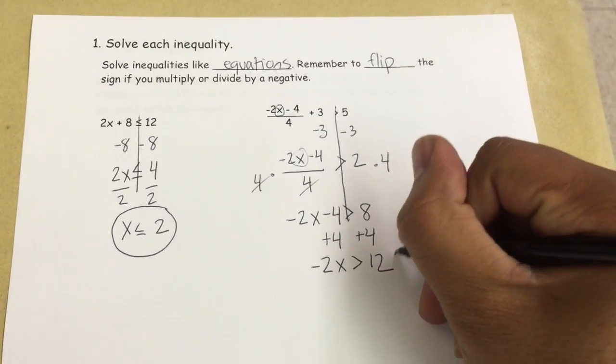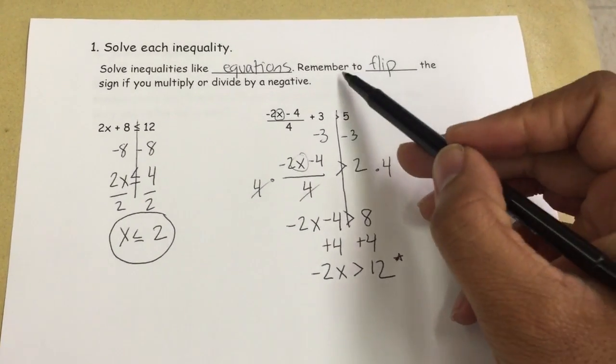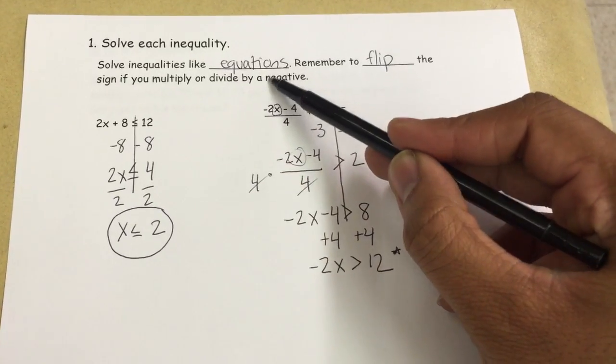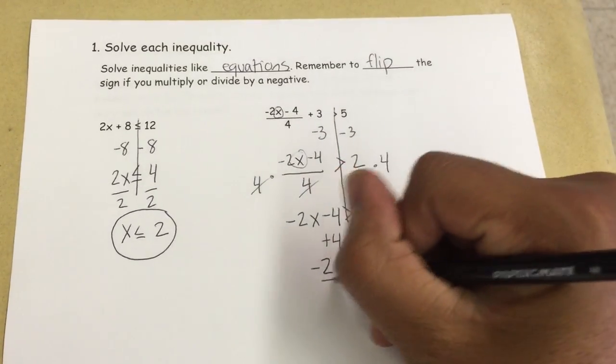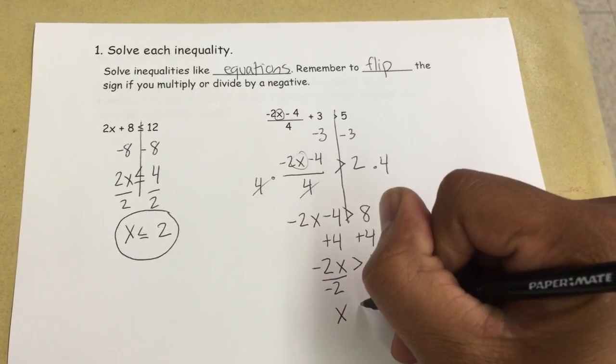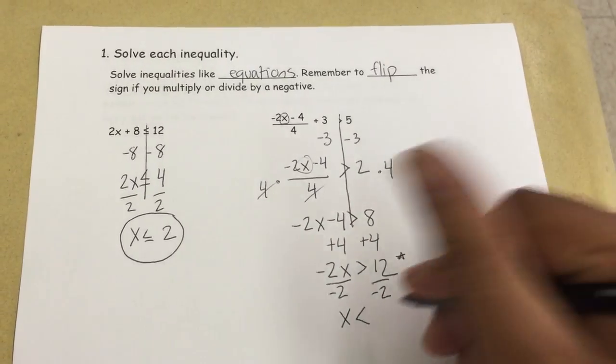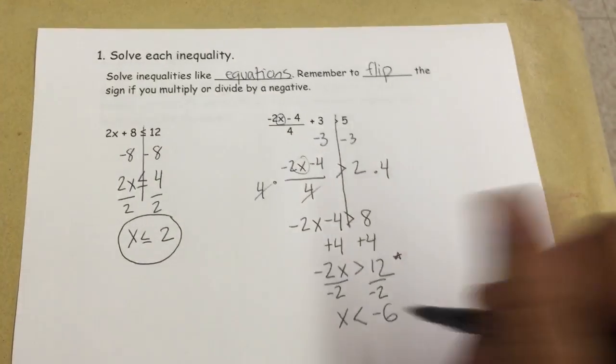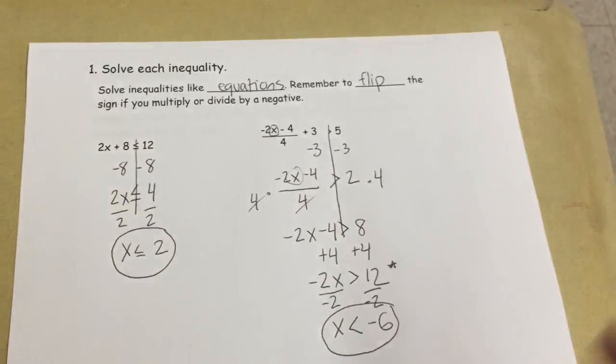Okay, now here's where you have to remember what we said earlier. If we multiply or divide by a negative, we have to flip the sign. So when I divide by -2, I'm going to have x is now less than -6. And that is my answer.